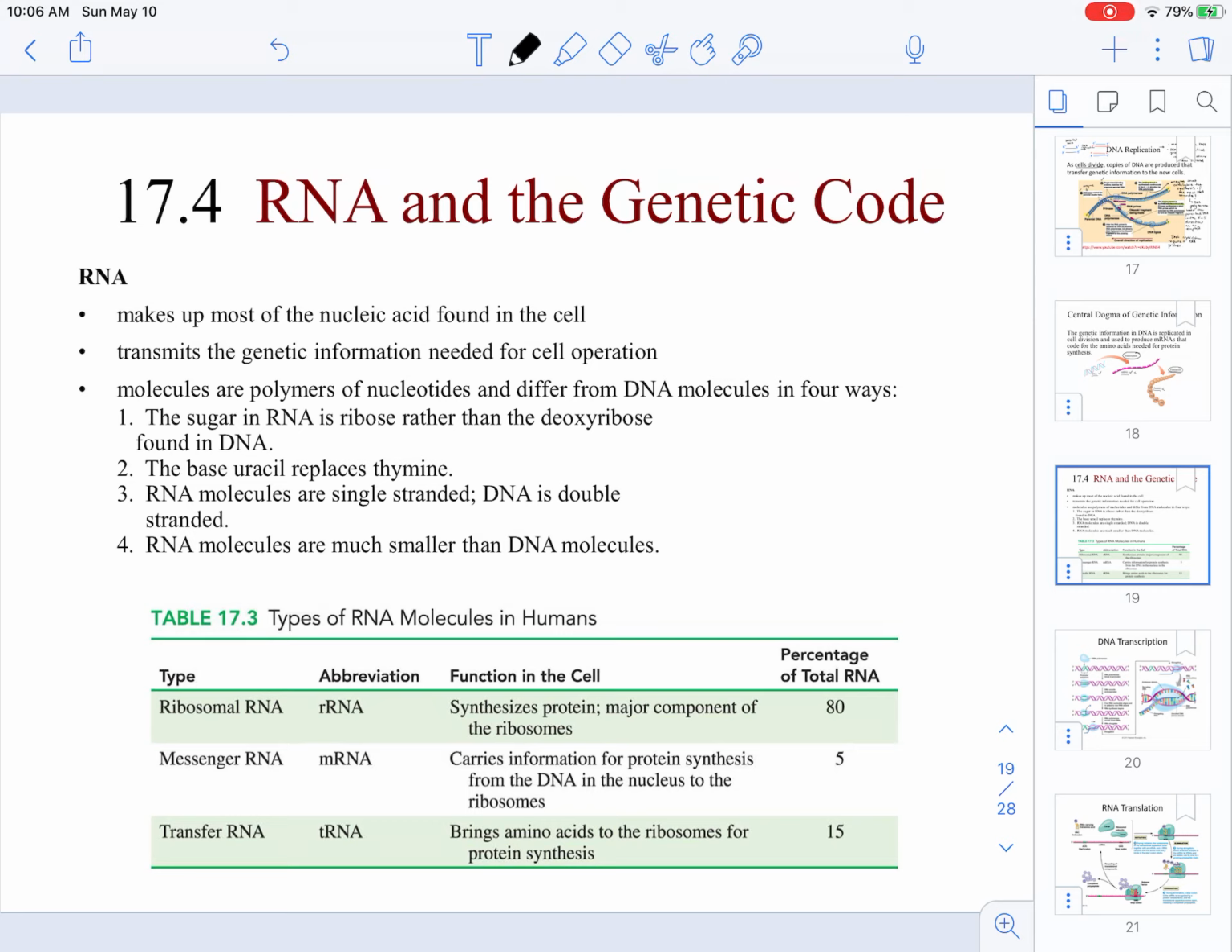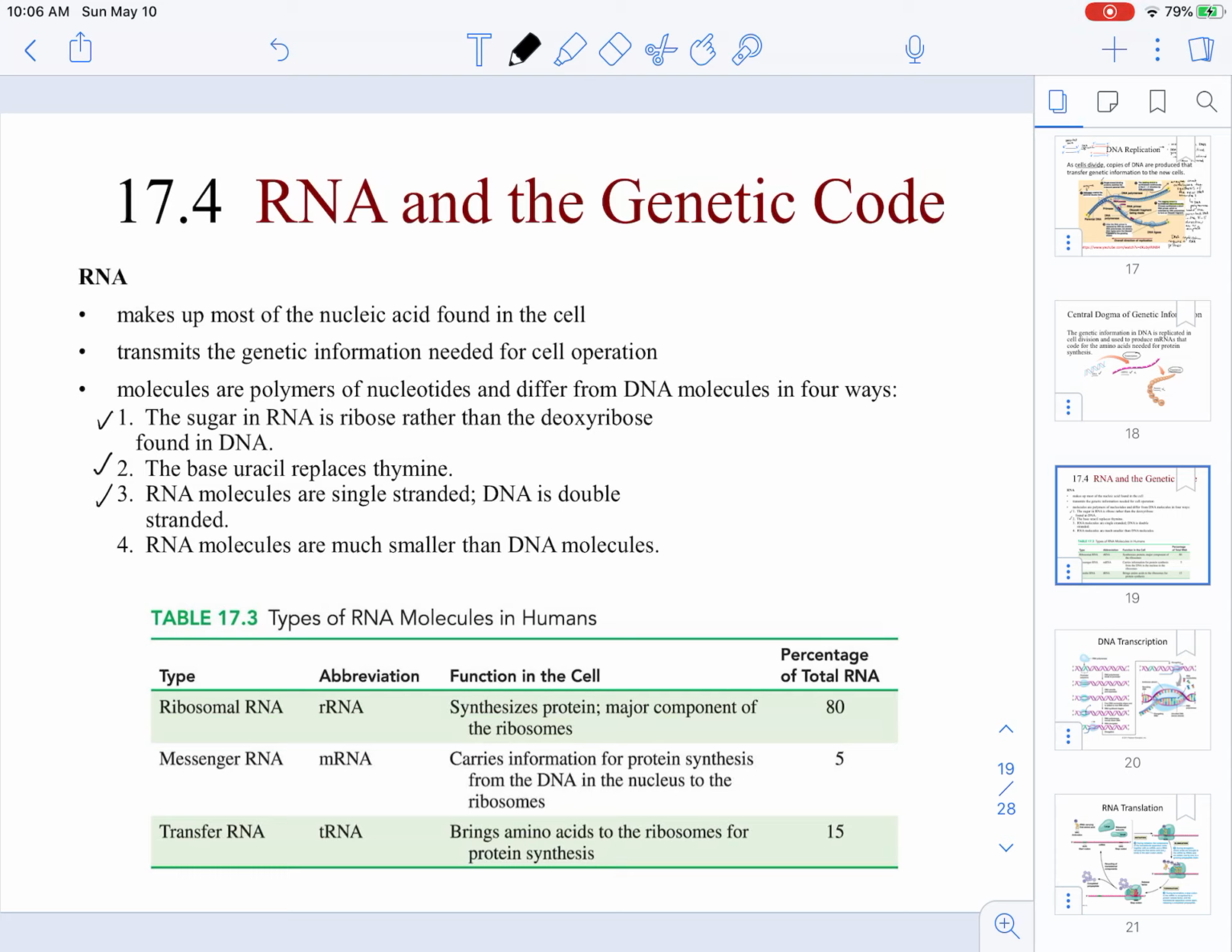Now, understand that RNA molecules are polymers of nucleotides that are different from DNA molecules in 4 ways. Number 1, the sugar, as we described previously, in RNA is ribose, and in DNA, remember, it is deoxyribose. When we are making RNA, the base pairing needed to synthesize this new strand of RNA is going to have uracil instead of thymine. As we explain the process of transcription, you will see how that plays a role.